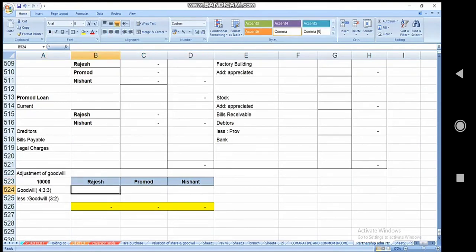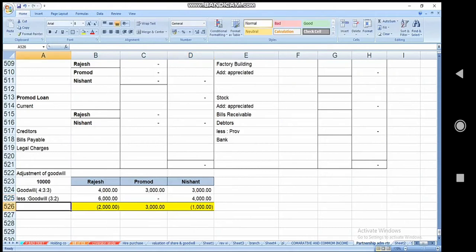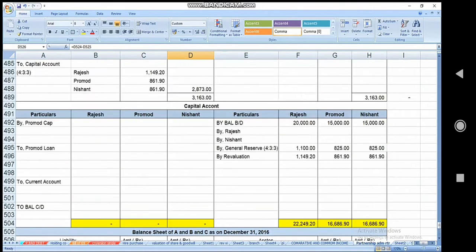put in the old ratios and the new ratios. The total 10,000 goodwill will be shared between the continuing partners in the new ratio, that is 3:2. So here Pramod is retired and Pramod will get 3,000 from the existing partners Rajesh and Nishad in their gaining ratio. The gaining ratio is 2:1.